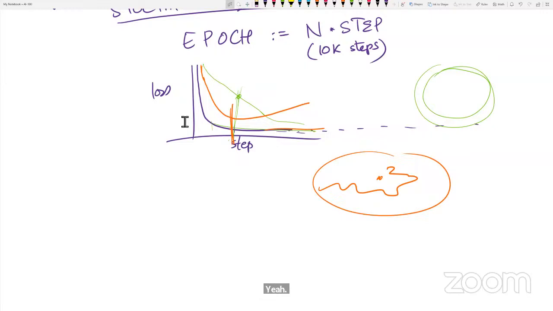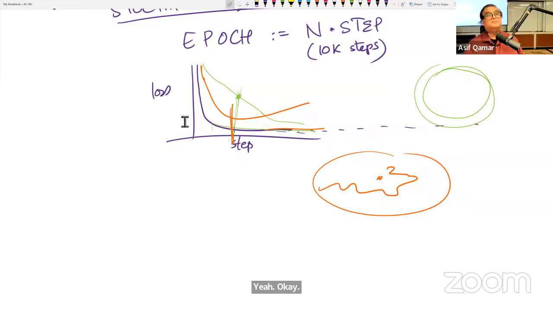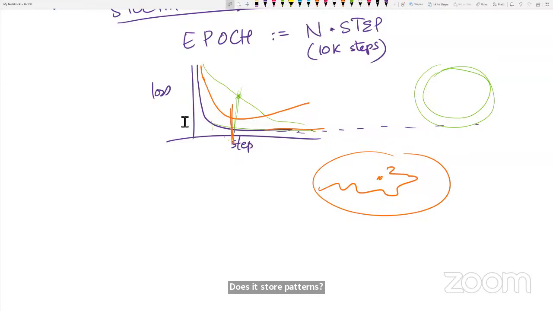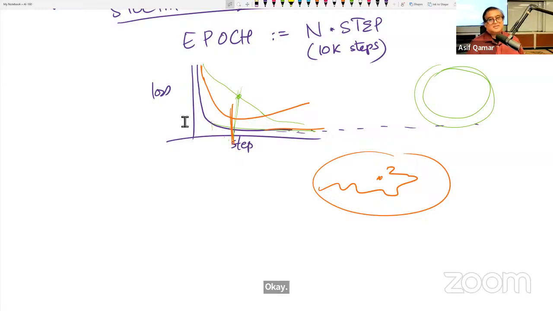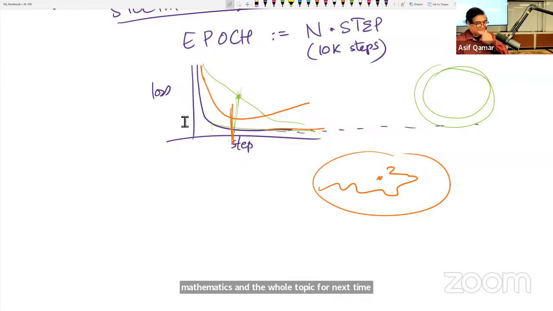What makes the network learn? Does it store patterns? We'll come to it shortly. There is a magical way to teach it to make fewer mistakes, less loss. How you teach it to make less loss is the mathematics and the whole topic for next time. Right, let's hold on to that.